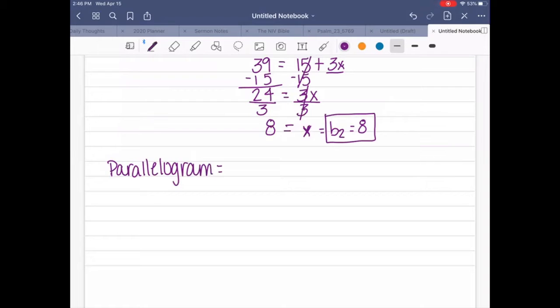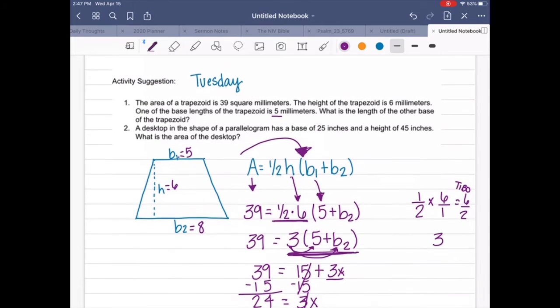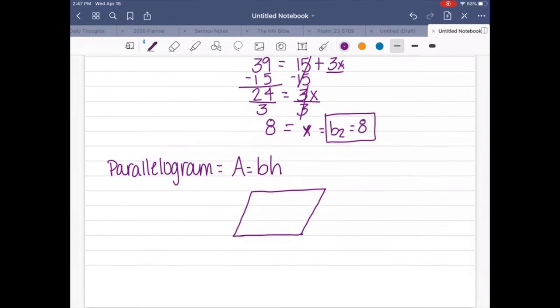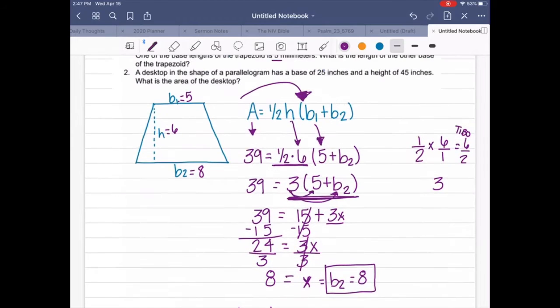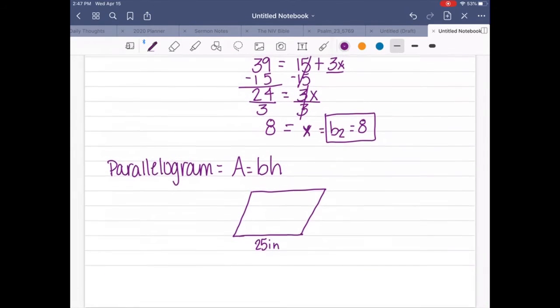the formula for an area is equal to base times height. So parallelogram is the same formula as area of a rectangle. So a parallelogram has 2 pairs of parallel sides. And in this case, this one says that it has a base of 25 inches. And it has a height of 45 inches.